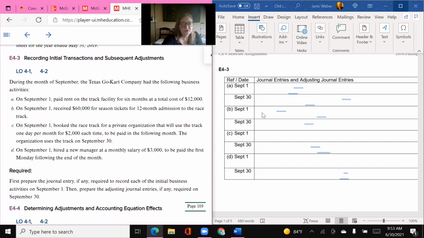The more you work with adjustments and closing, the easier it gets. So don't give up if it's a little struggle at the beginning trying to figure out what we're doing.